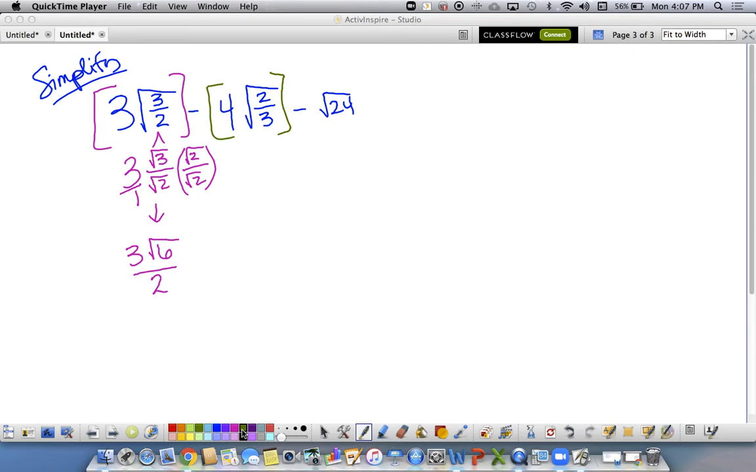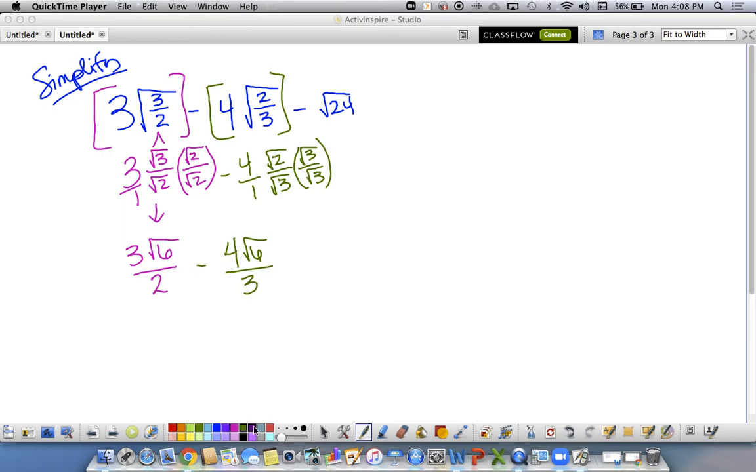Okay, we're going to do almost the exact same thing. We can look at the 4 over 1 times the square root of 2 over the square root of 3. Should we rationalize with the square root of 3 over the square root of 3? Of course we should. I mean, this is all minus. So now I'm going to simplify this to 4 root 6 over 3.